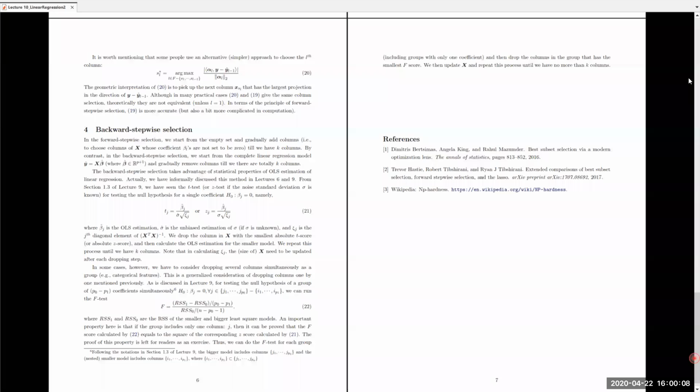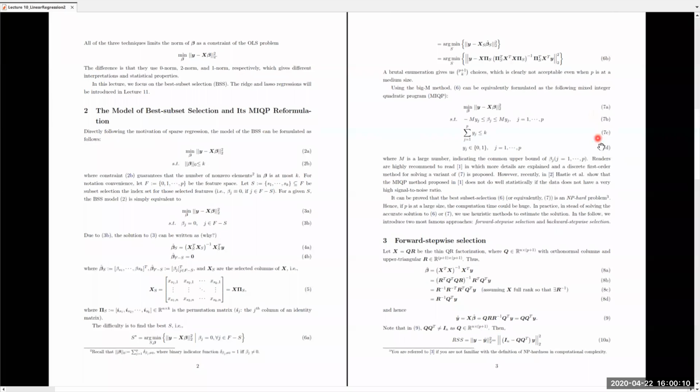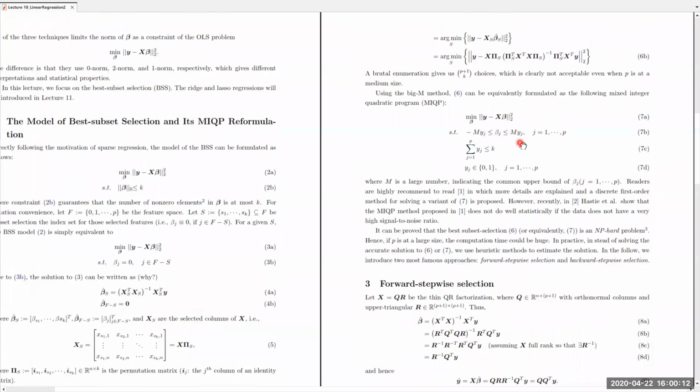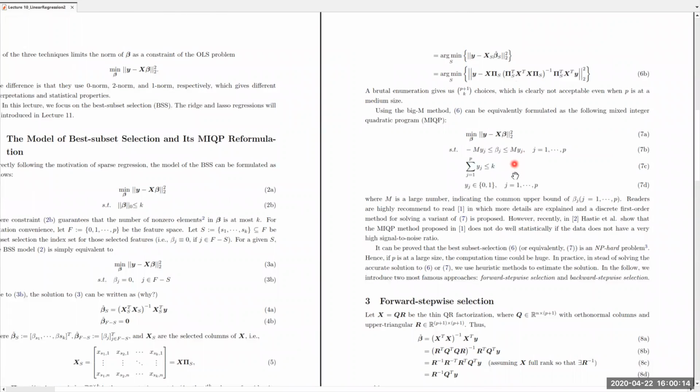Okay, so in that paper, it showed more details on how to handle this problem, and also it gave several different MIQP formulations to solve it. However, there are some different opinions between that group and also the group at Stanford.